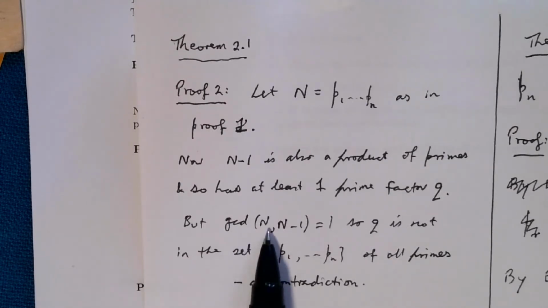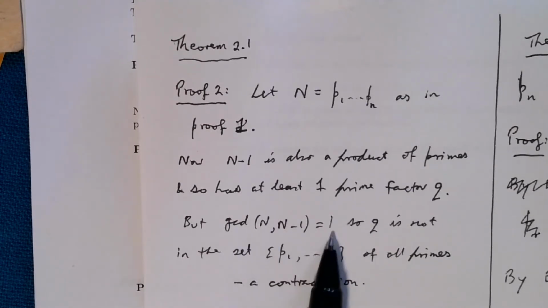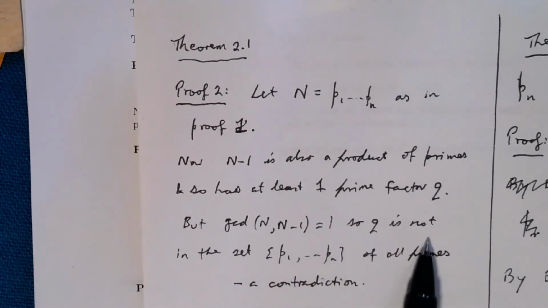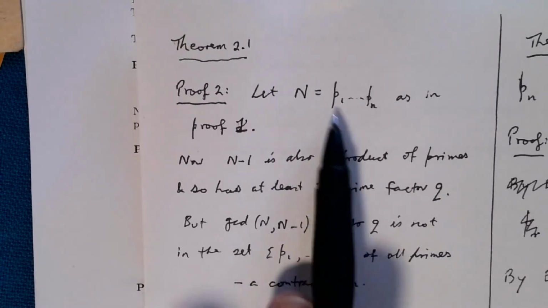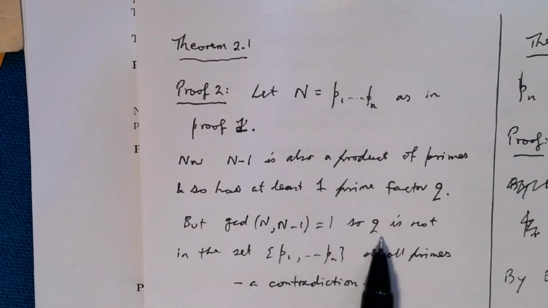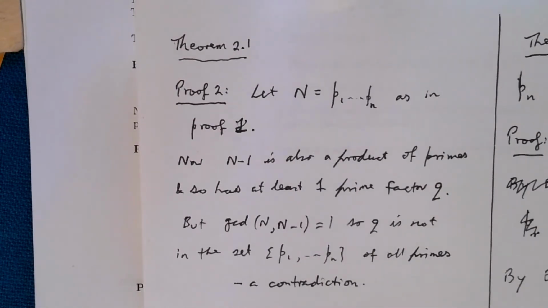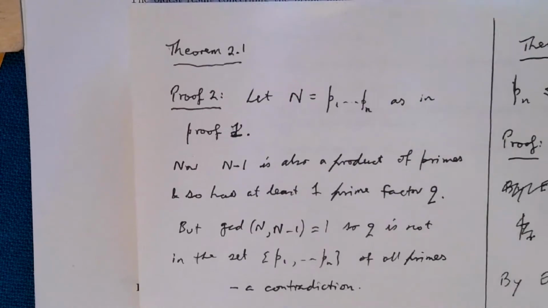However, the GCD of 2 consecutive numbers is 1, and that means q can't be in this set, because the only factors of N are P1 up to Pn, and q and each of these are relatively prime, so q is not one of the elements of the set, and therefore again we have a contradiction. So it's a slight variation really on the proof given by Euclid.